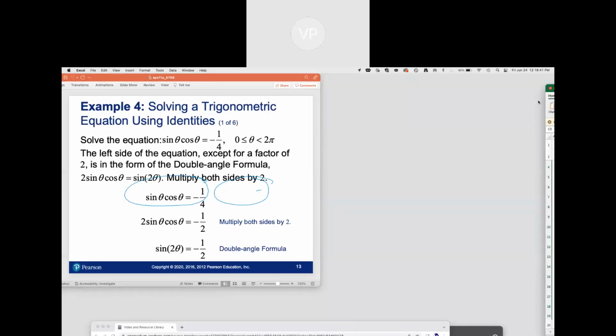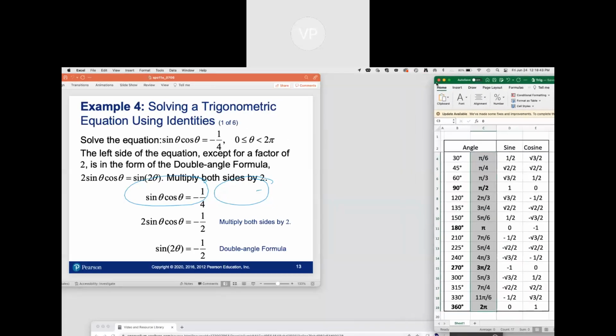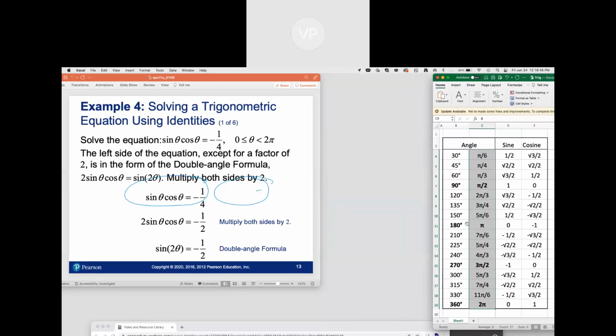Okay? Now, again, you should know this. So I'm going to show you this less and less, but I'll show it here in the beginning. We're thinking, where is it that sine... Doesn't matter that it's a 2 theta. I'm looking for sine of -1/2. You've solved these before. Where is sine -1/2?